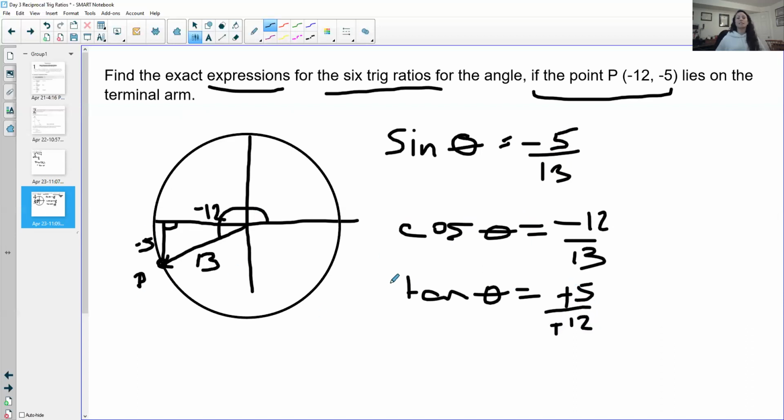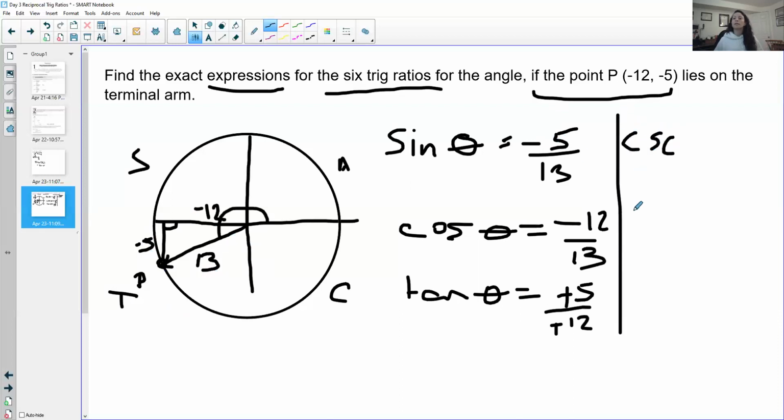Okay, and this makes sense because if you remember your CAST rule, C-A-S-T, the only thing that should be positive in this quadrant is tan. But again, its reciprocal is cotangent, so cotangent would also be positive here. Okay, so those are the 3 trig ratios. Now you have to do the other 3 to get all 6. Okay, so the first one is cosecant, and then secant, and then cotangent. Okay, and of course we always put our little angle beside it.